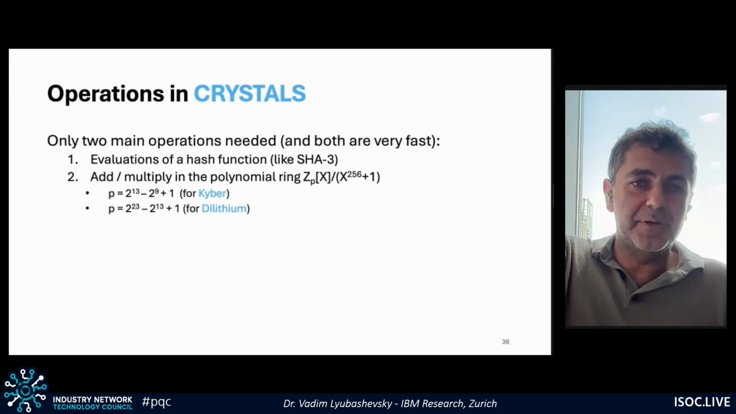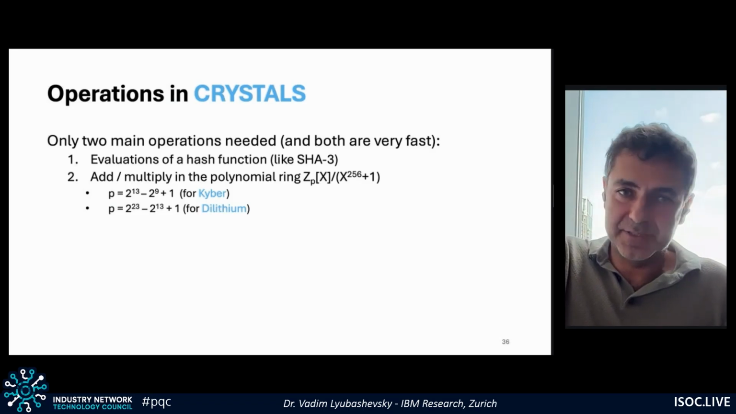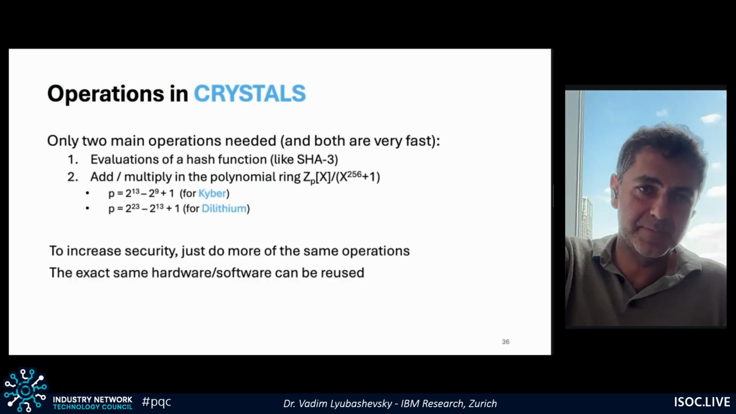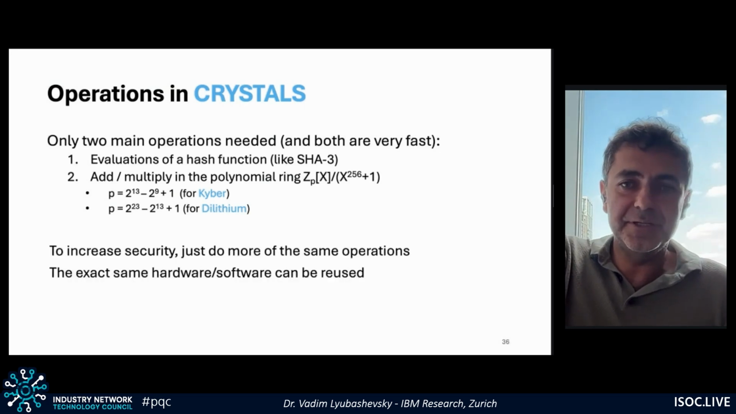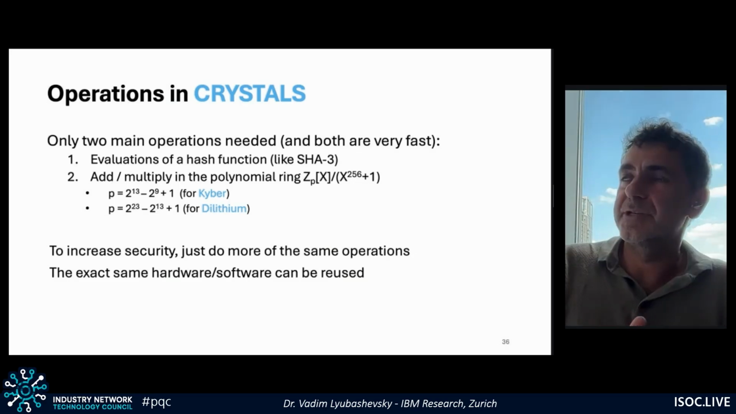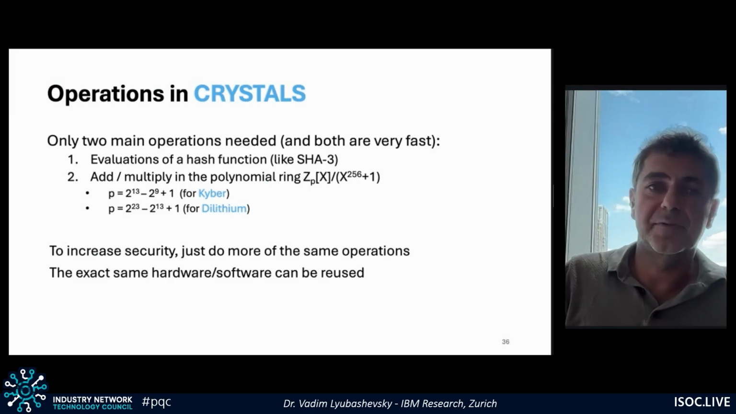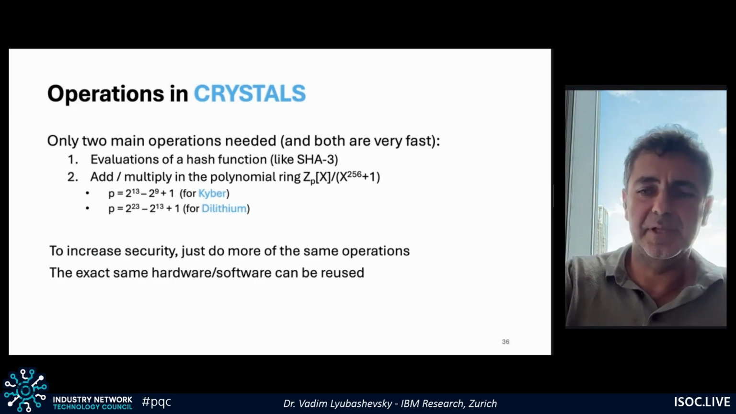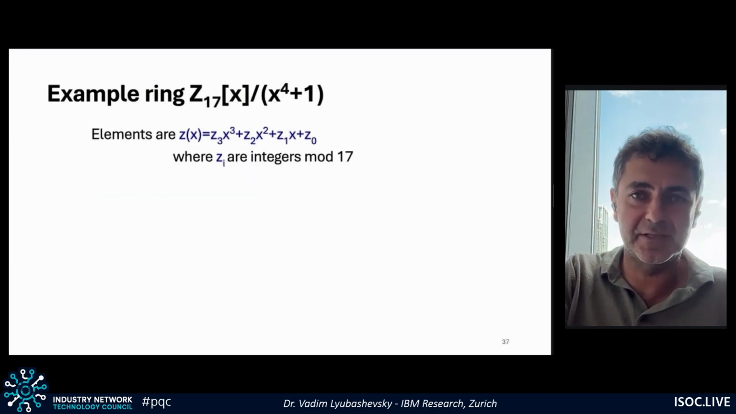And so for Kyber, for all security levels, Kyber has a p that's around 13 bits, and Dilithium has a p that's around 23 bits. To increase security, you just do more of the same operations, so the exact same hardware and software can be reused. For example, for RSA, or for elliptic curves, if you change your curve to something bigger with a bigger degree, you would have to change the mathematics of it. Whereas in these schemes, ML-KEM and ML-DSA, you just do more of the same operations, so all the hardware and software is exactly the same.